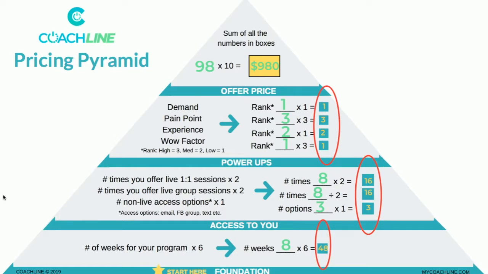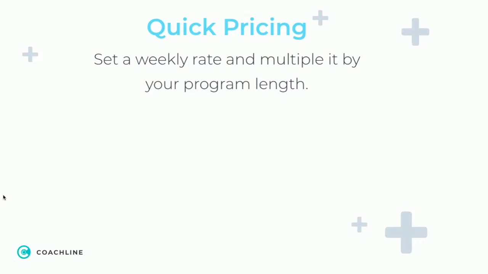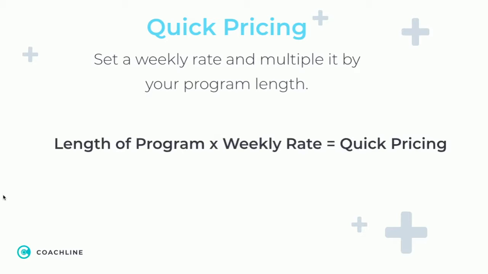So let's get into the second way, quick pricing. For quick pricing, you're going to set a weekly rate and multiply it by your program length. This is if you already have prices that you have in the gym and maybe you're transitioning to online, or maybe you already know what you want to charge. This would be the quick way for you to price. And as I said, this is going to be in under 3 minutes or less. So what this looks like, you're going to have the length of your program and multiply it by your weekly rate, and that's going to give you your quick pricing.